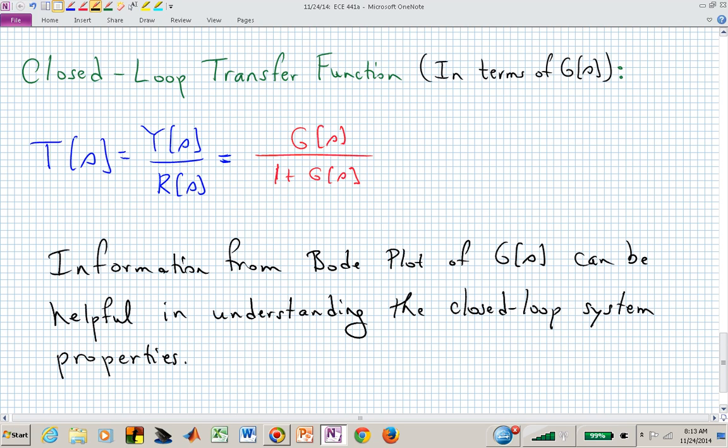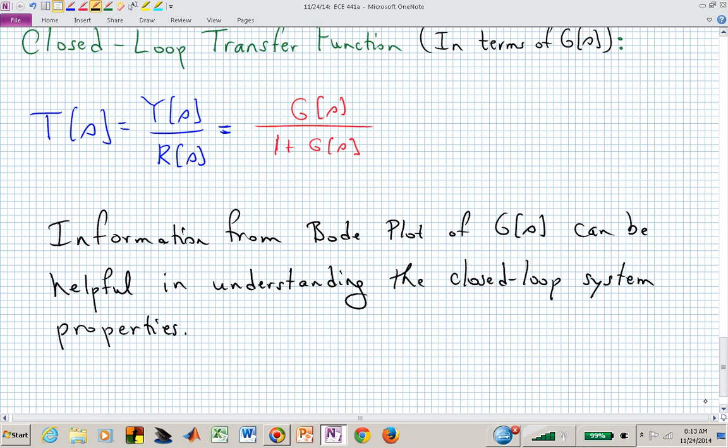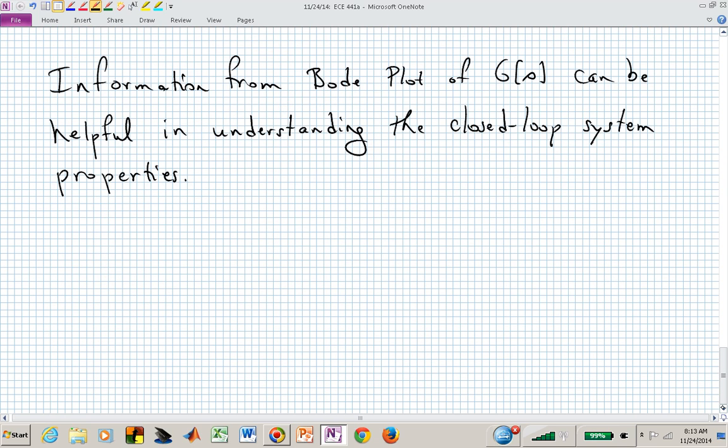Meaning if we know what G of S is doing, or if we shape G of S, that's going to actually inform what's happening in the closed loop. And so we'll know how to adjust G of S to provide or produce the behavior that we want in the closed loop transfer function. One of those properties is as follows.